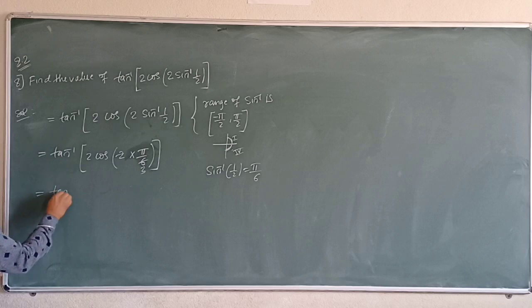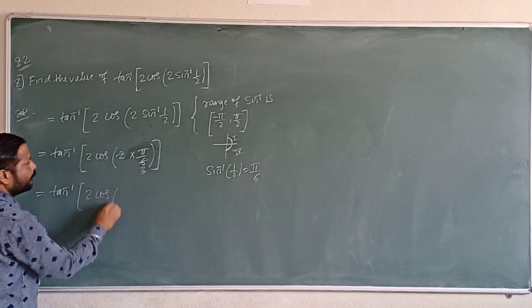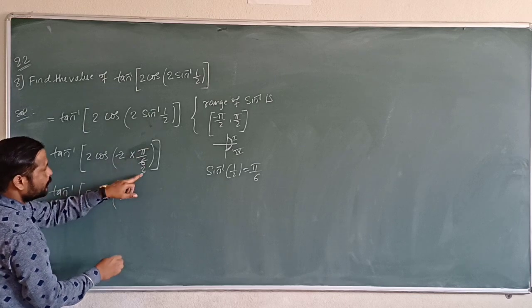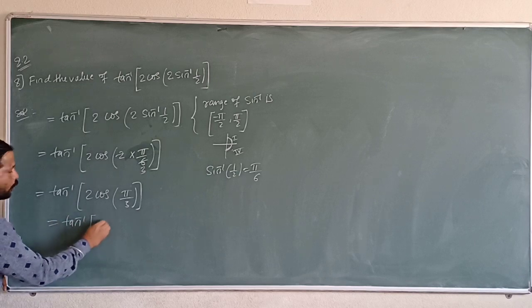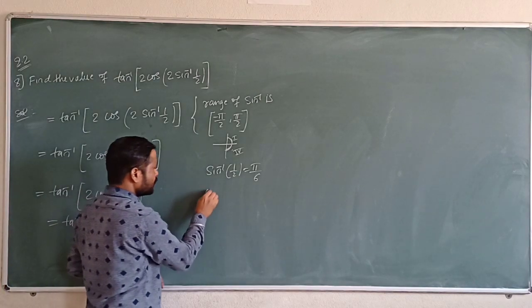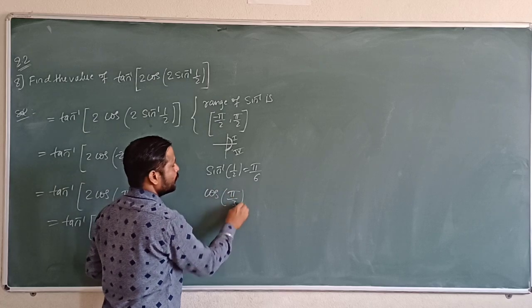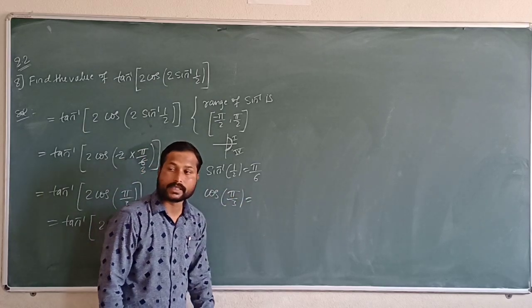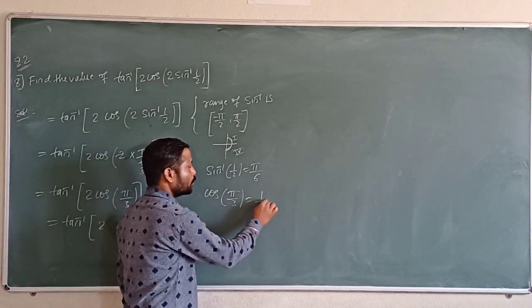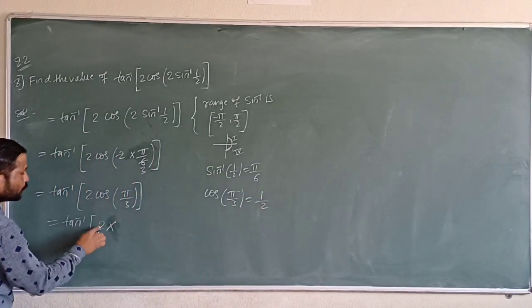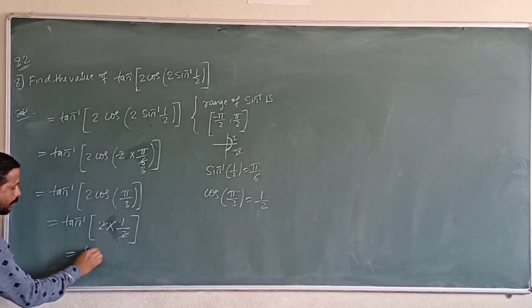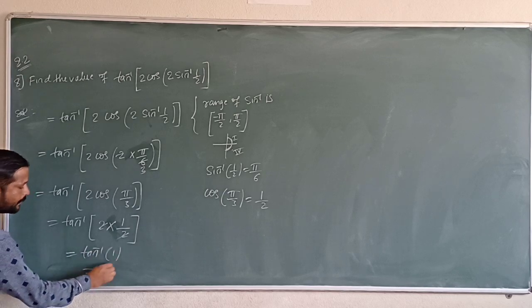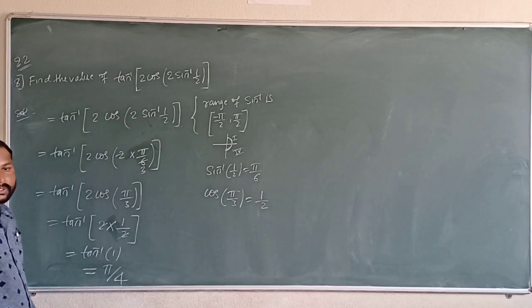Then tan inverse of 2 cos of pi divided by 3. What is cos pi by 3? Pi by 3 means how many degrees? 60 degrees. Cos 60 is 1 by 2. Take this 1 by 2 value here. This 2 stays as it is. The cos of pi by 3 value is 1 by 2, so the 2s get cancelled. What is the term here? Tan inverse of 1. Tan inverse of 1 means how many radians? That is pi by 4, that is 45 degrees.